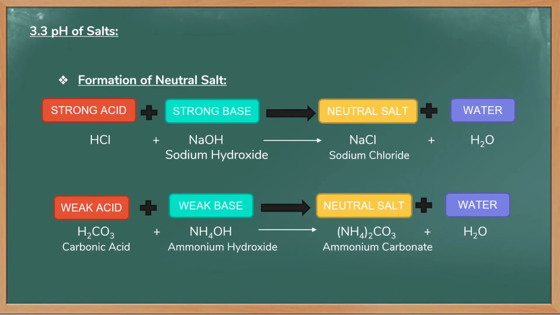pH of salts. Neutral salt can be formed by a reaction of strong acid and strong base or weak acid and weak base. Neutral salt is formed when a strong acid reacts with a strong base. Here hydrochloric acid is a strong acid and sodium hydroxide is a strong base. So the resultant salt, sodium chloride, is a neutral salt.